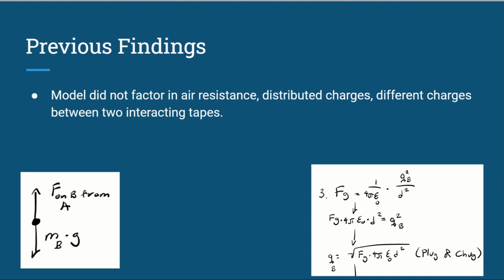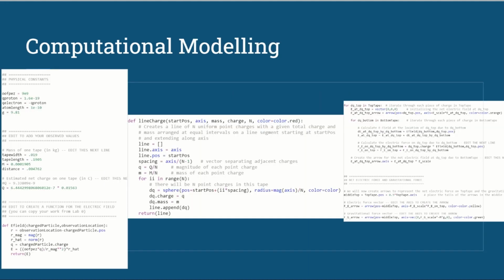This model did not factor in air resistance, distributed charges, or differing charges between the two interacting tapes. Our lab will still continue to make a few of these assumptions, those being that there will not be any air resistance in our model, as well as no different charges between the two tapes. So basically, we're going to assume still that the charges on the tapes are identical and that there's no air resistance. However, we are going to utilize a distributed charge system, which should provide a little bit more accurate information. Continuing on, the computational model is displayed on the screen.